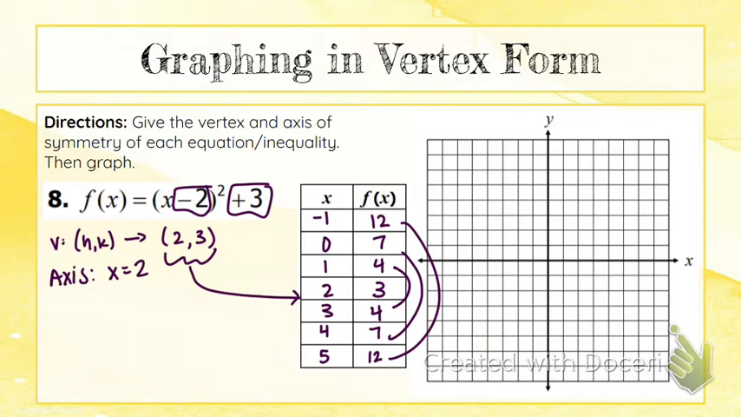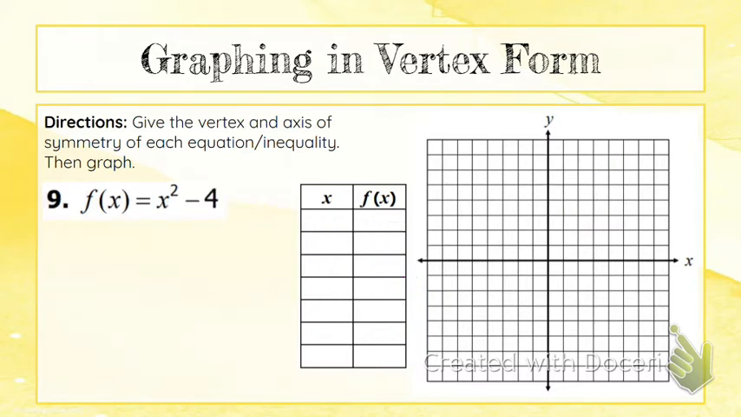So then we need to plot these points. Our graph doesn't go up to 12, so we'll start with the 0, 7. So we go over 0, up 7. And then we go over 1, up 4, over 2, up 3, over 3, up 4, and over 4, up 7. And then we're back up to 12, that doesn't fit. And here is our parabola. And guys, that's all you have to do.